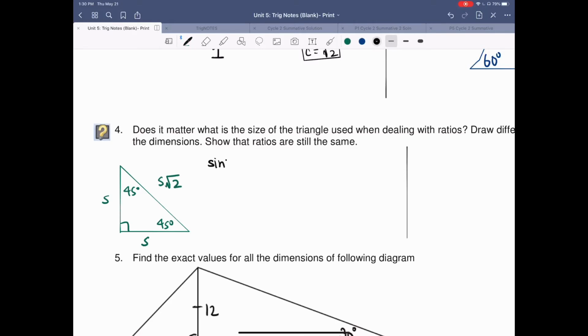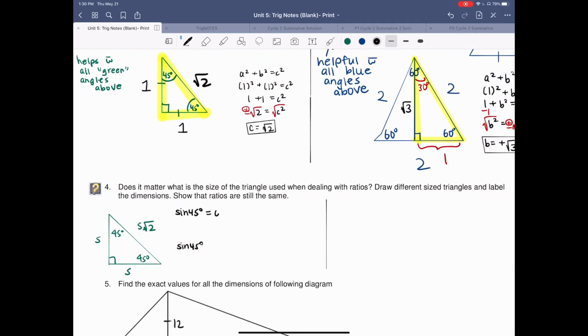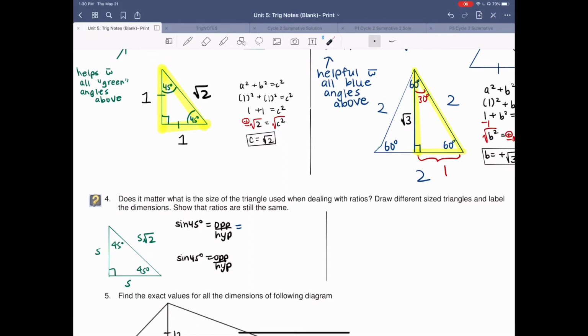If you try to find the sine of 45 for the one above versus the one on the bottom, they're both equal to opposite over hypotenuse. And when I plug this in, it doesn't really matter which angle you're looking at because they're the same thing. So if I'm looking at it from this angle, my opposite is 1, and my hypotenuse is square root 2. So we have 1 over square root 2, and that is for the above triangle.